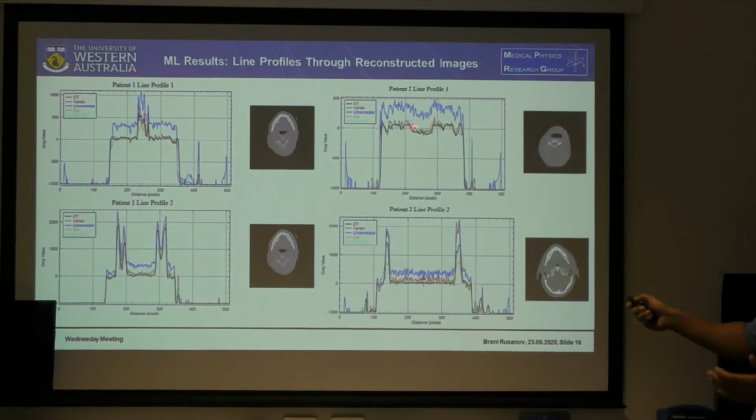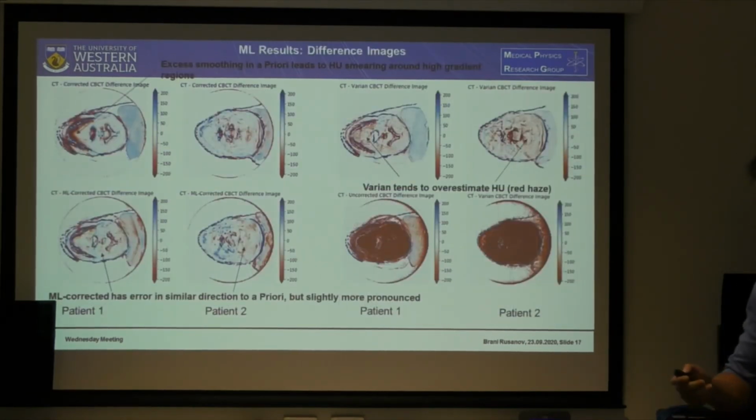However, it's not perfect. If we look at patient 2, line profile 1, it's overestimated the HU into the same region as the variant reconstruction. And again, this is because the machine learning method isn't perfect. It can definitely be improved, but it's not deterministic. Sometimes you don't know why the results are this way, essentially. But that's the black box of machine learning.